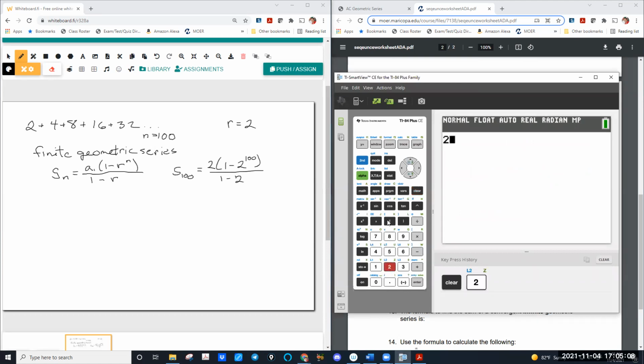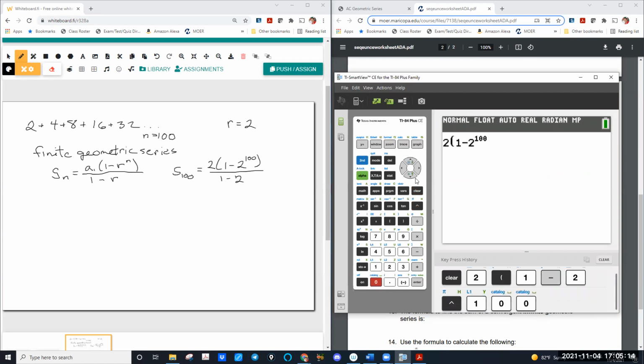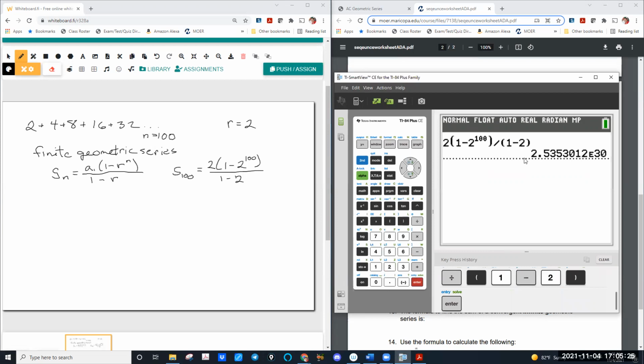So let's do that. 2 times 1 minus 2 raised to the 100, and I think you'll agree this is much quicker than finding the first 100 terms and adding those up. So we get, this is in scientific notation, a huge number. If you can imagine doubling 100 times, it's quite a large number. 2.535312 times 10 to the 30th.